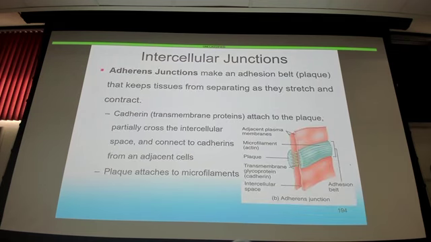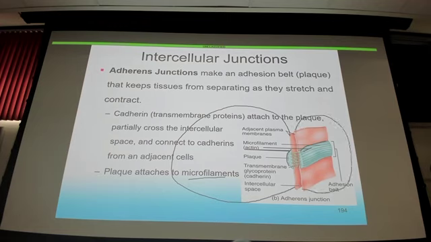Adherens junction. The definition of this one is we're going to see that there is a plaque on the inside of the cell. And this plaque, if you look at the lines in it, those are microfilaments. So adherens junctions attach to microfilaments and make this plaque inside of each cell. I'm hoping you can visualize, I'm sure you can. This would be one cell, and this is the other cell.